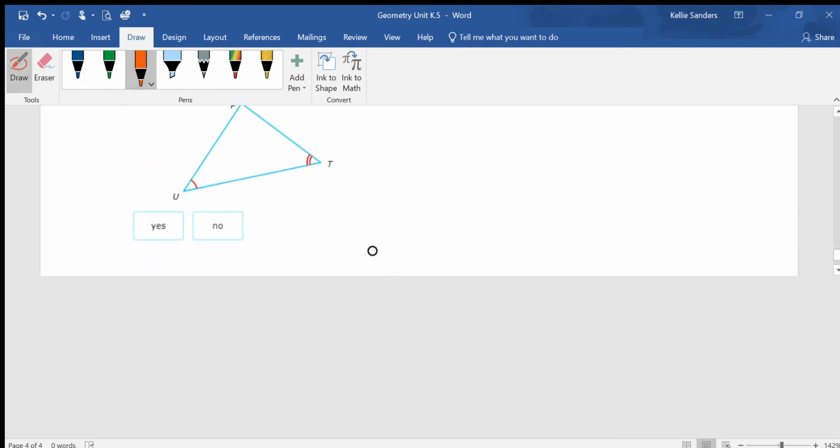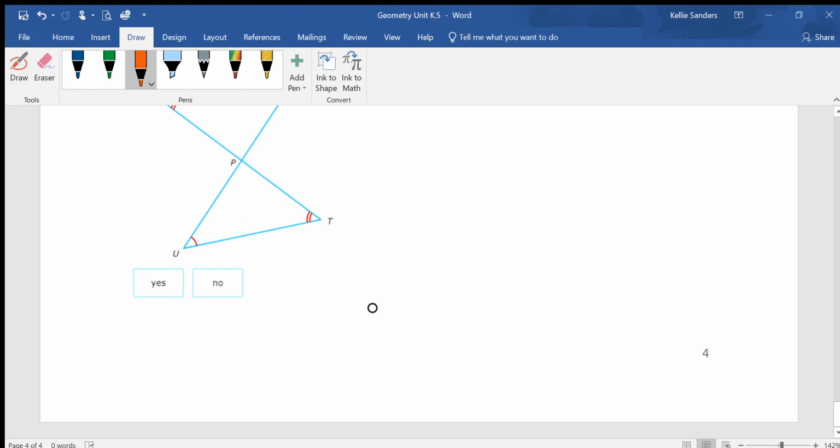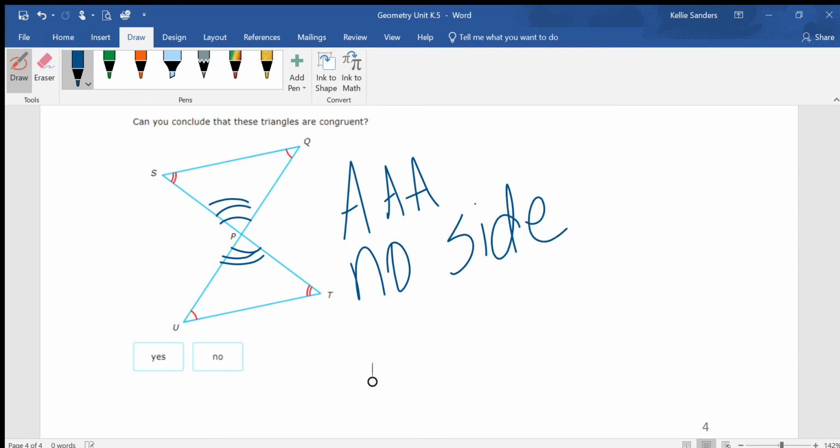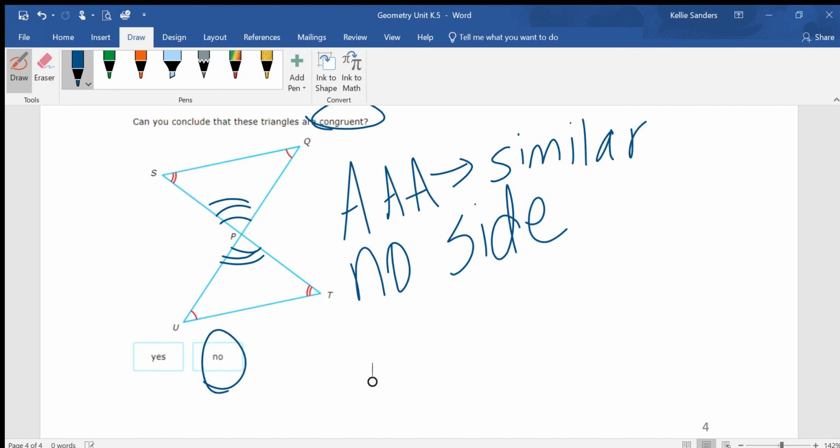And on this one, kind of what I've been preaching about, we have three angles. We have an angle, angle, angle. But an angle, angle, angle only means that the triangles are the same shape, but they're not necessarily the same size. So there is no side that we know of, so we can't determine that it's congruent. We only know that it is similar. So there is not enough information.